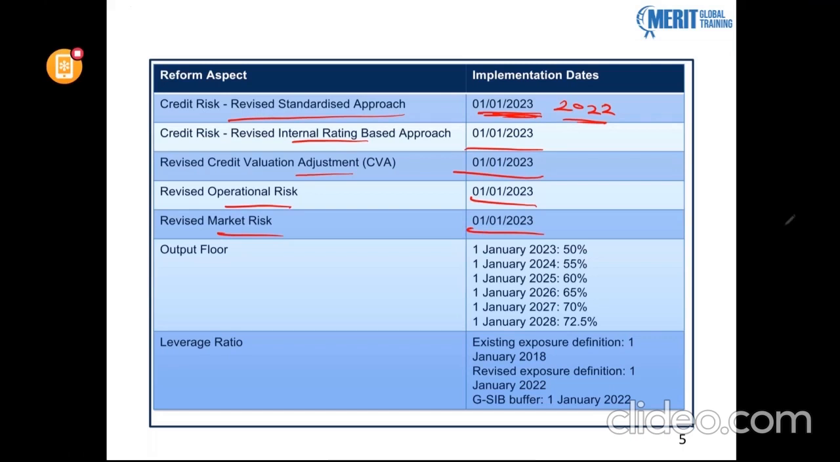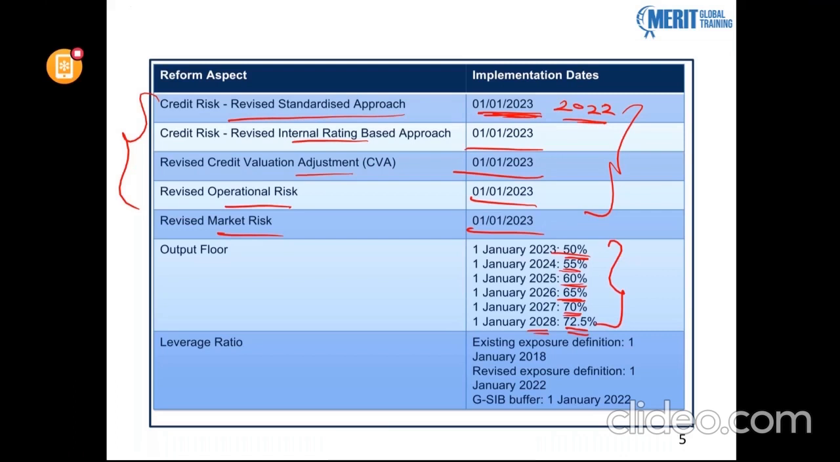Output flooring is the amount of capital that can be saved using the internal rating based approach. They expect this to be phased in over a period of 6 years. You cannot implement it at once, so it is phased in over 6 years. First 50% should be achieved by 2023, 55% by 2024, 60% by 2025, 65% by 2026, 70% by 2027, and the capital flooring of using the internal rating based approach should finally be 72.5% by 2028. All this implementation will be implemented in parallel with the capital flooring as we progress into the years of implementation of the Basel IV requirement.